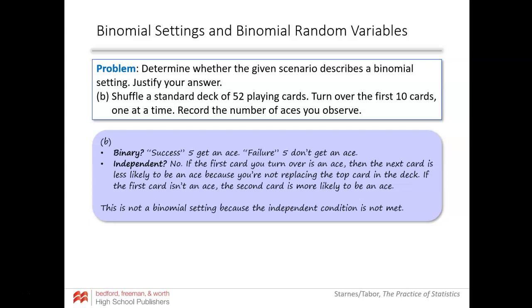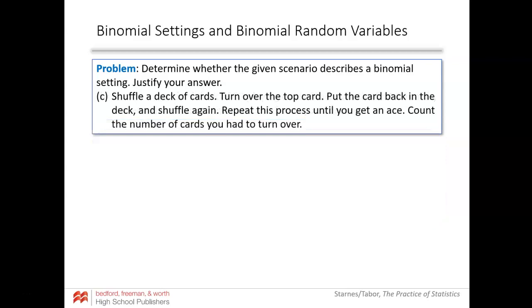They're sitting out on the table. So the first time you flip over, you have a 4 out of 52 chance to have an ace. And if it was an ace, the next time you have a 3 out of 52 chance. So it changes the probability. So not independent, and therefore this is not a binomial setting because the independence condition is not met. That's the rest of that sentence.